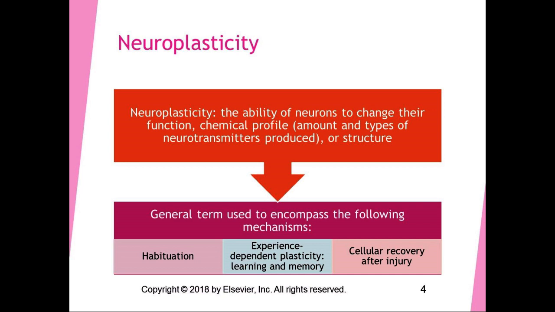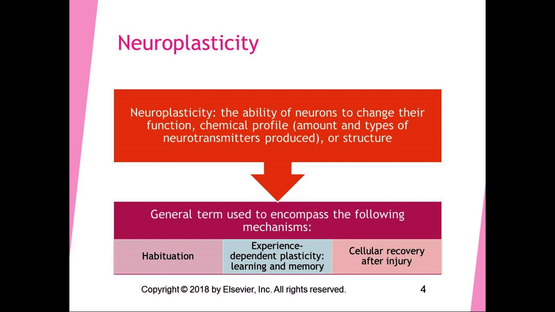So neuroplasticity is the ability of neurons to change their function, their chemical profile, or their structure. So by their chemical profile, we mean the amount and types of neurotransmitters produced. And more than that, the amount and types of receptor channel proteins that are produced. Because remember, the DNA in the soma is coding for proteins. It's coding for neurotransmitter proteins. It's coding for structural proteins. It's coding for receptor membrane proteins. And so what makes the neuron change its function, change the amounts and types of neurotransmitters it's producing?